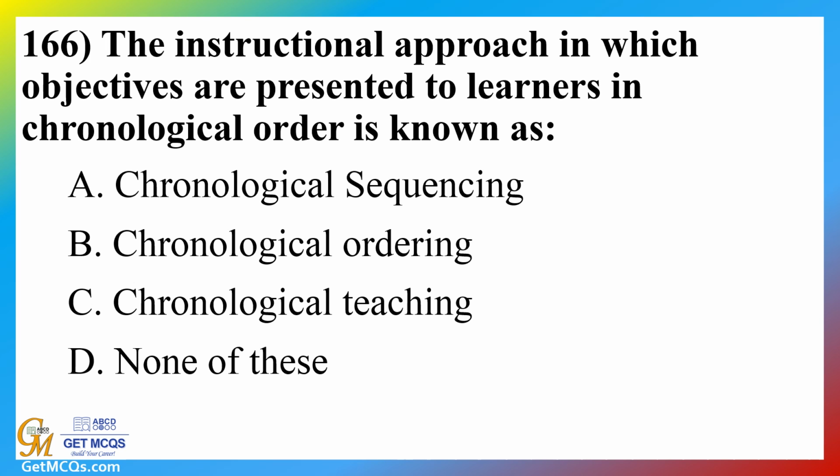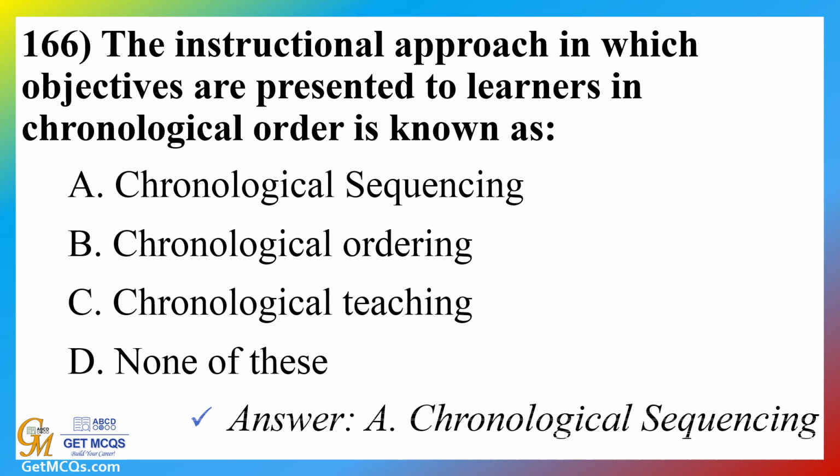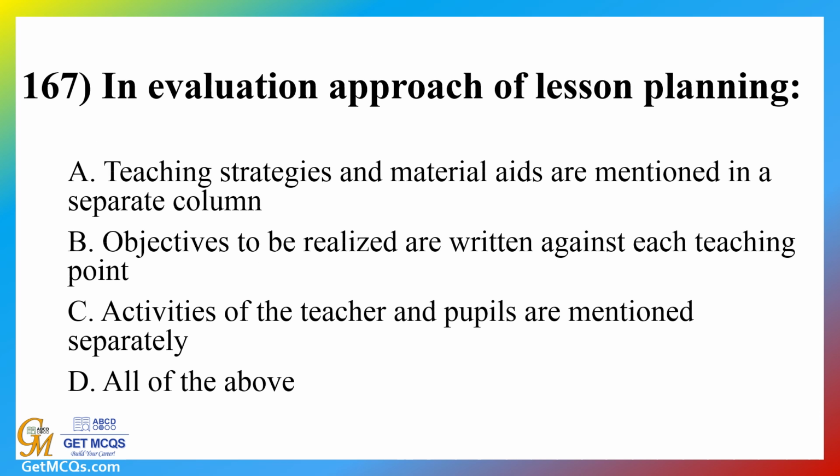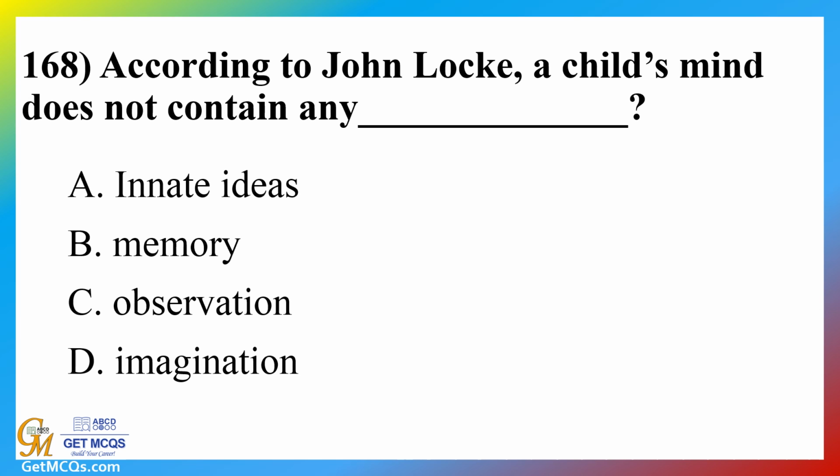166. The instructional approach in which objectives are presented to learners in chronological order is known as? Answer: A. Chronological sequencing. 167. In evaluation approach of lesson planning. Answer: D. All of the above. 168. According to John Locke, a child's mind does not contain any? Answer: A. Innate ideas.